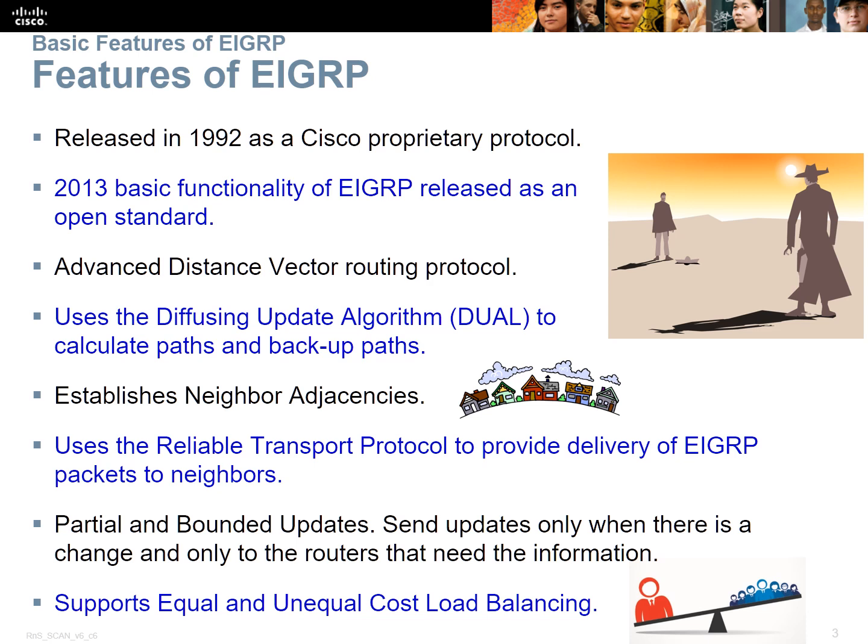It uses the main characteristics of distance vector, which is looking at the neighbor information from the neighbors. The update algorithm is called DUAL, diffusing update algorithm. It has neighbor adjacencies, and it uses a very special thing called Reliable Transport Protocol. We'll talk about that in a minute. Unlike RIP, where RIP sends the entire route table every 30 seconds, EIGRP can send partial or bounded updates, so just what's needed, and supports different types of load balancing.